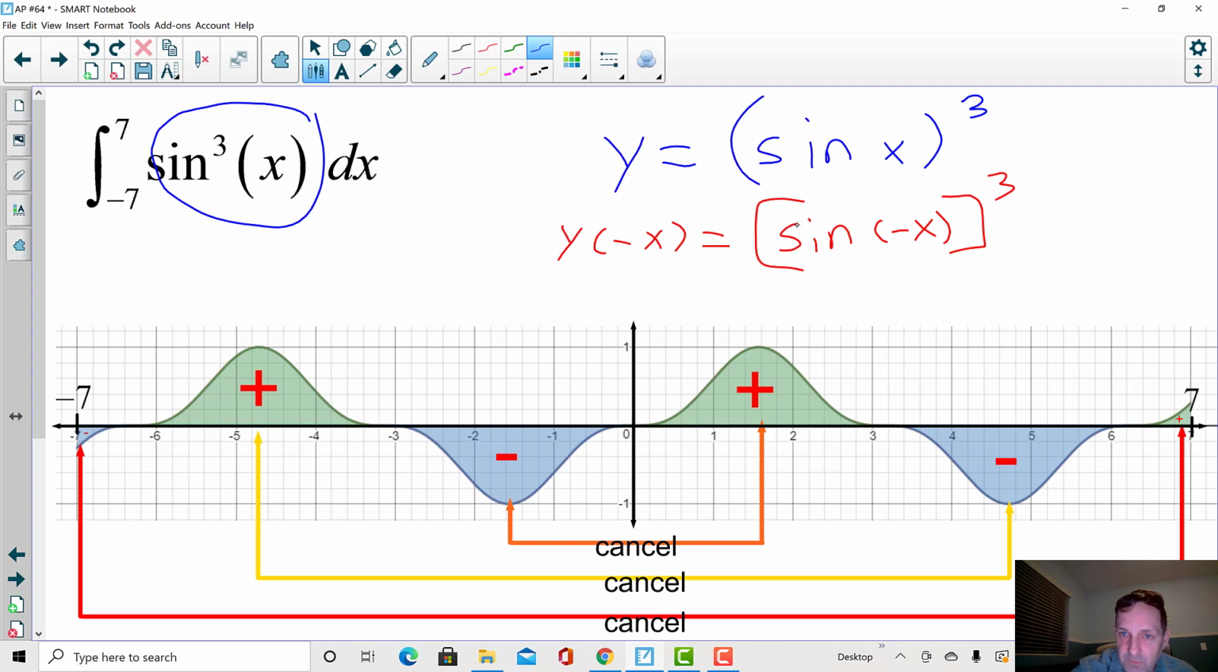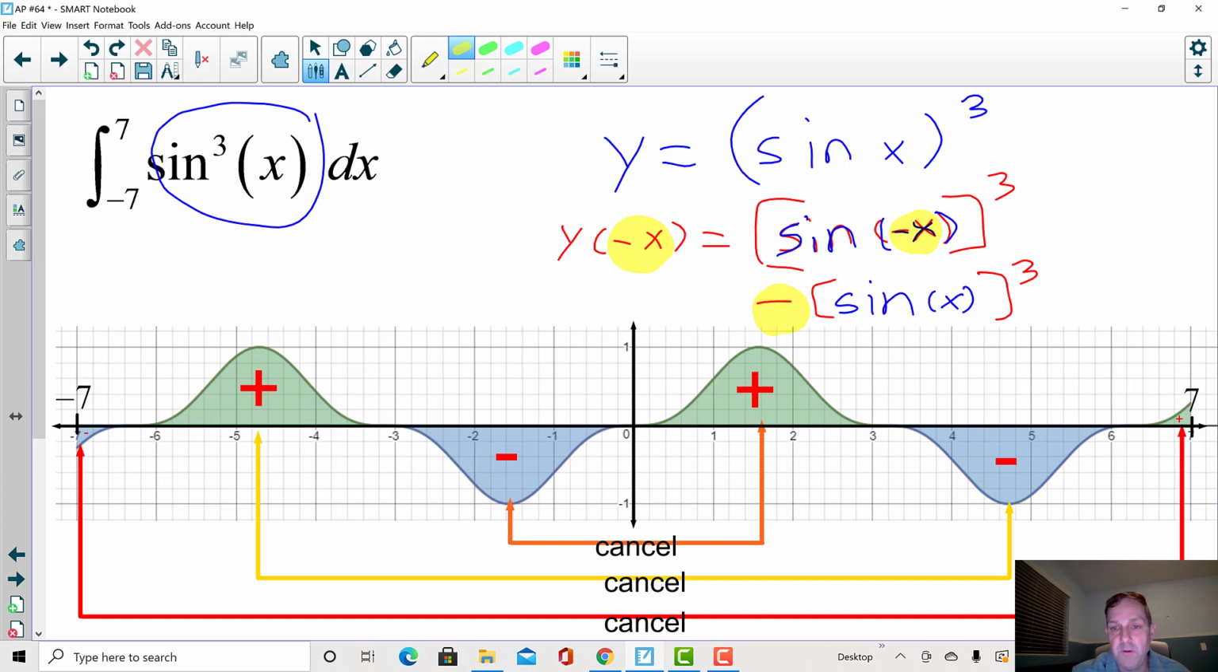Now this is the step where we're going to trade our sine of negative x for negative sine of x. And because it's to the third power, we have 3 of those pieces. So that means we're going to have 3 negatives. 2 of those negatives will cancel, but there'll be 1 left over. So after we plug a negative x into our function, we get the same thing that we started with, but we have an extra negative, so this is an odd function. Now the actual function is graphed below, so you can see what the actual function looks like. But we're going from negative 7 all the way to positive 7, so everything is going to cancel and we're just going to get 0.